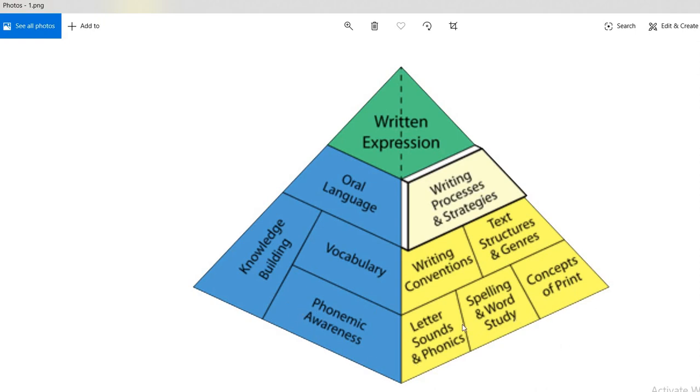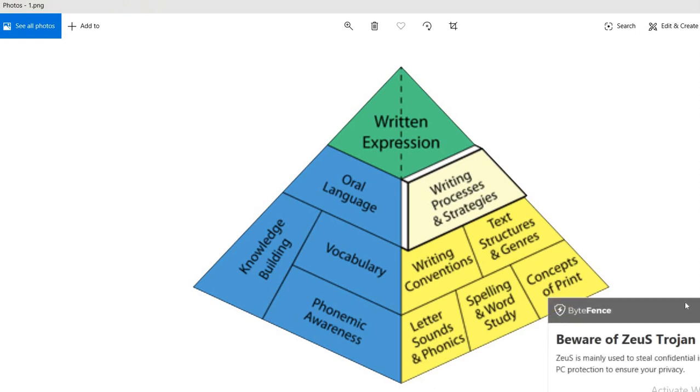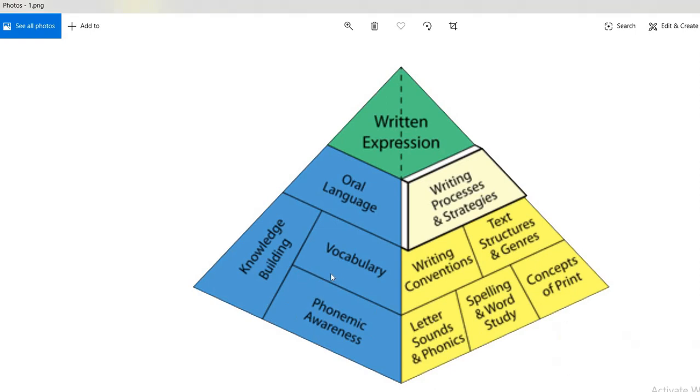If you want to write, you need to know the words. If you want to use the words, that means we need writing conventions, text structures, and genres. You need vocabulary. And to do both of those, we need to have knowledge building. You have to know something before writing about it. You need to know yourself if you want to write your own story. If you want to write about school, you need to have some basic information about school. If you want to write about animals, you need to have knowledge about animals.